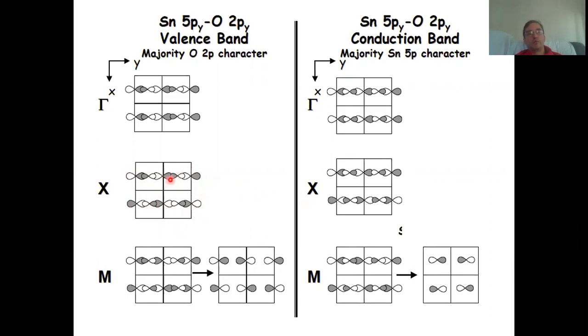So if we flip all the algebraic signs of all the 2py orbitals, as shown here, then we create again an exclusively interbonding situation. That crystal orbital will be completely interbonding. This one will have now 5p character versus this one will have 2p oxygen character.